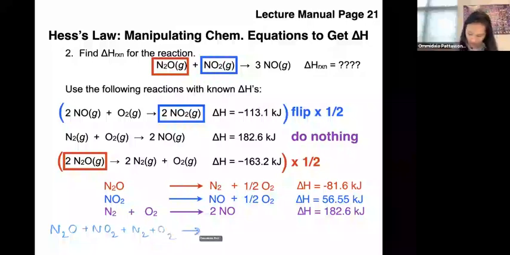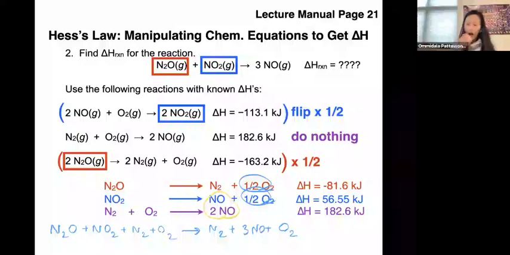Which becomes N2 plus NO plus, remember, half oxygen added to half oxygen, you are going to get 1 oxygen, plus 2 NO. Wait, these two are the same, so I can also add a 2, so it's going to become 3 NO. So if I add these two together, it would be 3 NO. So I'm going to erase this one.